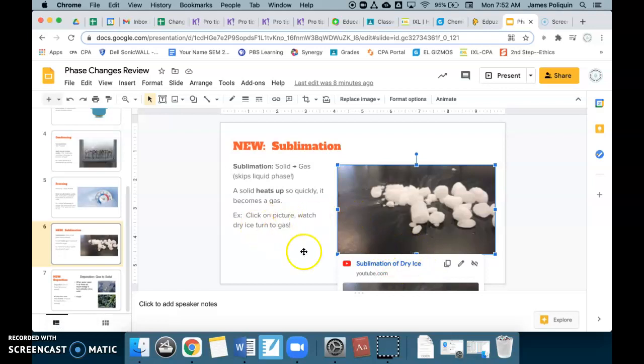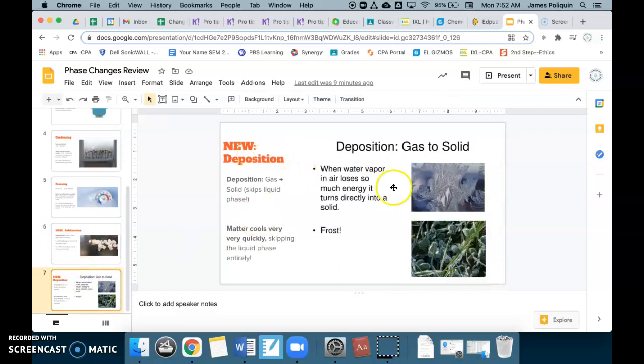Dry ice is carbon dioxide, the same stuff that gives our sodas that bubbly kind of fizzy flavor. Deposition is when a gas cools down so quickly to become a solid. It cools very, very quickly, skipping the liquid phase entirely. This is a lot like when frost forms in our windows or grass outside.